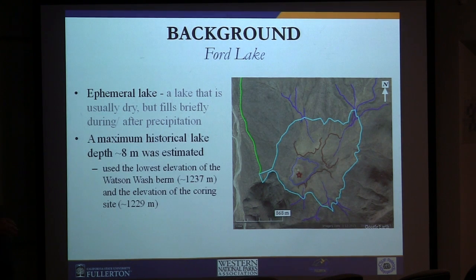So a little background on Ford Lake. It's an ephemeral lake, which means that it's typically dry, but it starts to fill when it rains, depending on how heavy the rains are. The maximum historical lake depth we estimated at approximately 8 meters. We have a Watson Wash berm, and it's just like a hillside in a sense. When you're out there, it doesn't look like much, but we use that elevation down here, which is the lowest, at 1237, which would be the spillover point if it were ever to spill over.